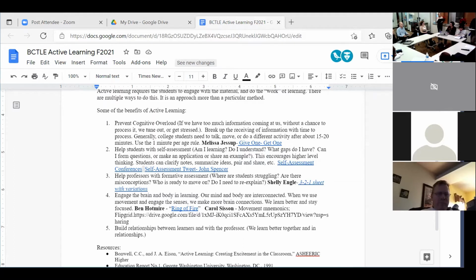We also want to engage the body and the brain in learning. Our brain works with our body, so the more we can use our body and the more we move and connect those kind of things, the better we will learn. And then the last one is just to build relationships. We build more relationships when we're talking and seeing them work with each other, working with them, etc.